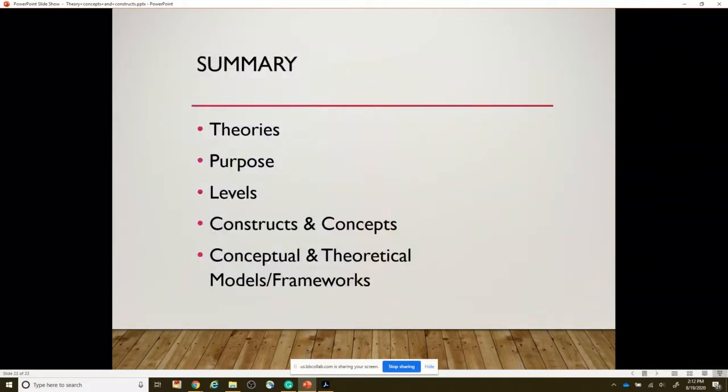So, in summary, in this lecture, we were introduced to the broad idea of theories, why we use them, their purpose, the three primary levels of theory, grand, middle, and situation-specific or domain-specific, and then constructs, which are larger than concepts, and the difference between conceptual and theoretical frameworks.